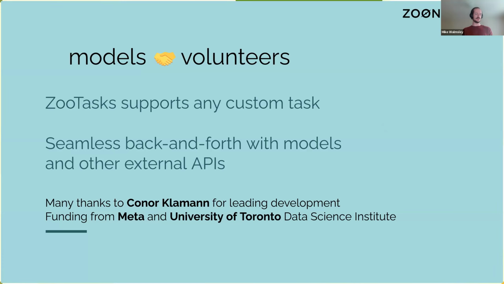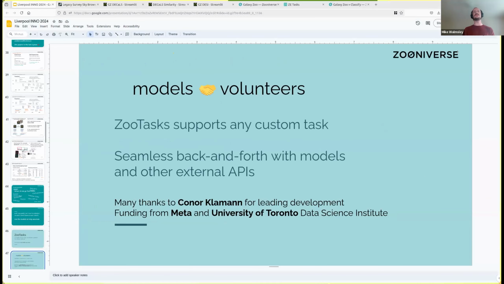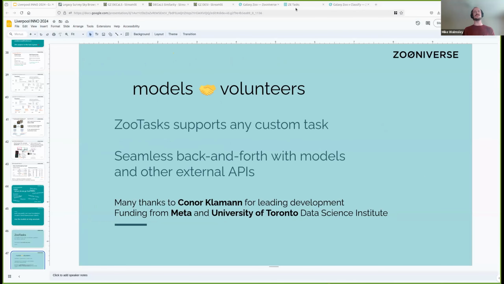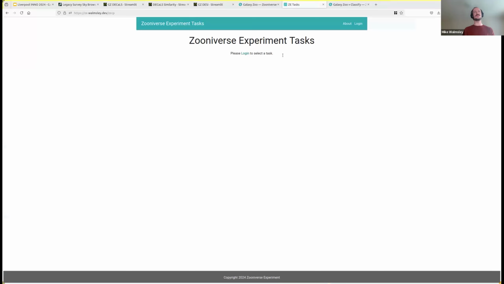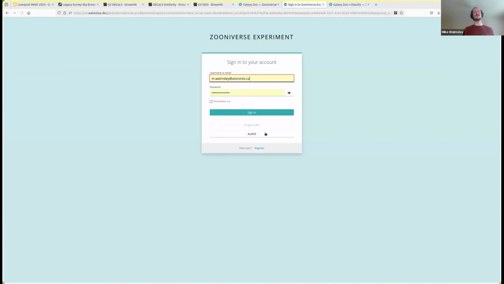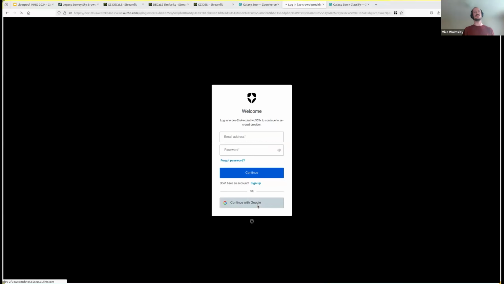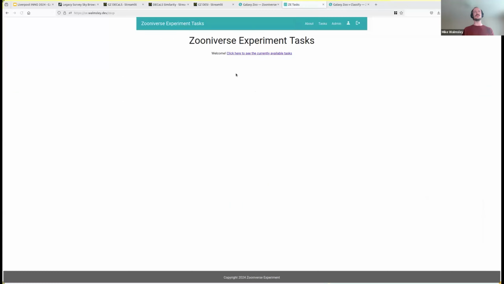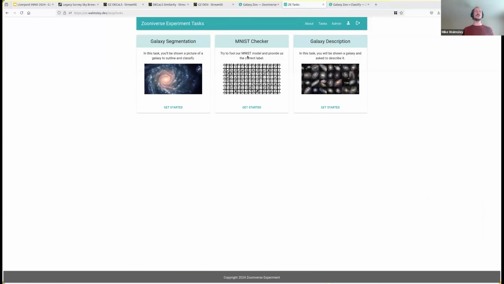But as they do that, crucially, there's this back and forth with models. And I'll just illustrate what this sort of AI first approach looks like. So here's the website. I can log in, and you can log in with your Google account. See if this works. Live demos are always fun.